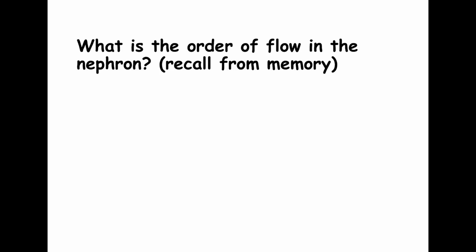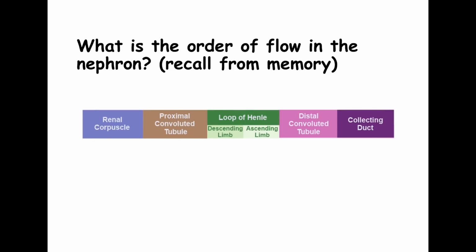What is the order of flow in the nephron? Let's see if you can recall it from memory. Right, so hopefully you remember it. I gave you an acronym, and the acronym was Real People Like Dark Chocolate. Okay, so let's see if you remember what it stood for. Renal corpuscle, proximal convoluted tubule, loop of Henle, distal convoluted tubule, and collecting duct. Real people like dark chocolate.